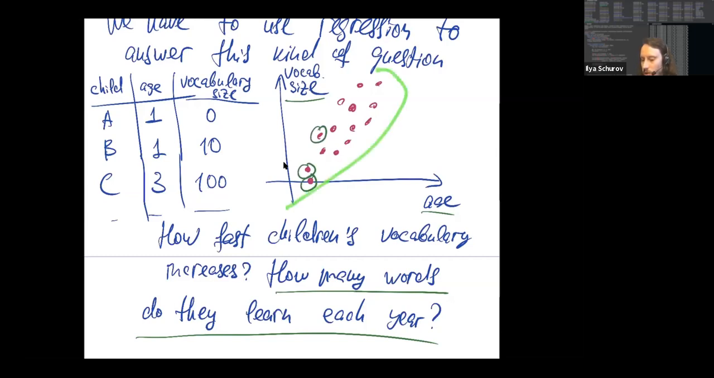But according to this table, according to this picture, not all children of age 3 know 100 words. Some of them know less than 100 words. So we can pretend that we have here 100 and here we have 10. And we see that there are children who know less than 100 words. So you cannot just subtract this from this to answer the question. You have to take into account the whole data set.